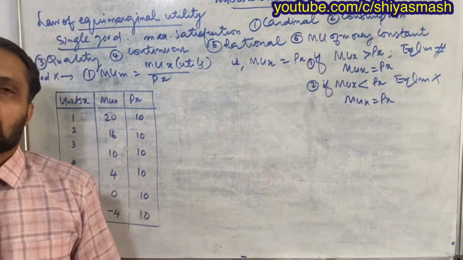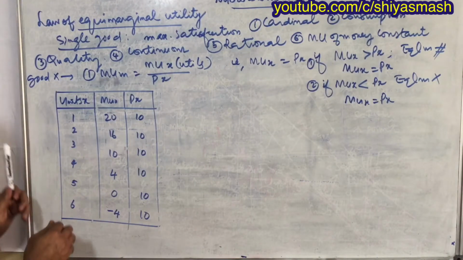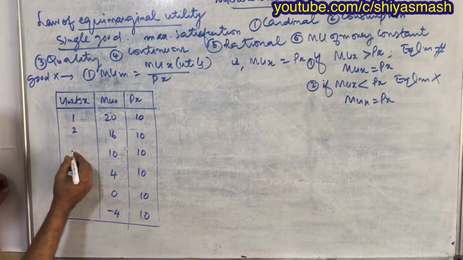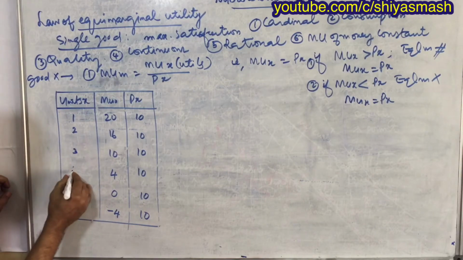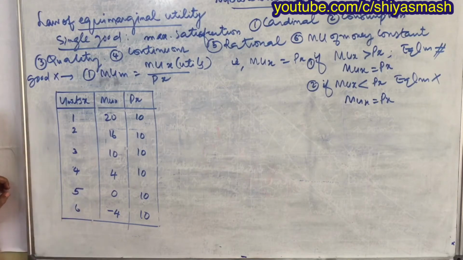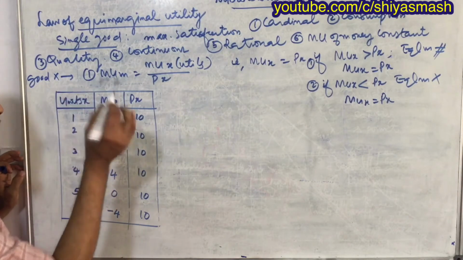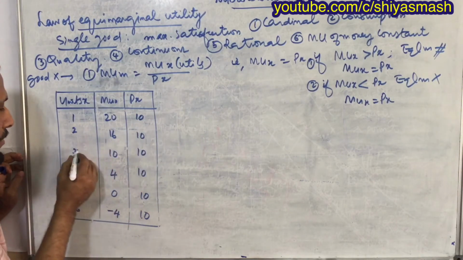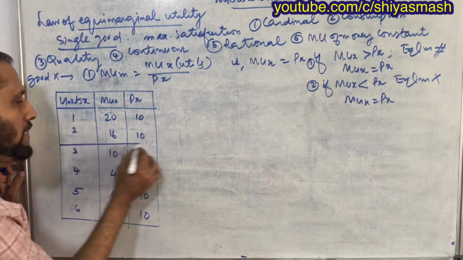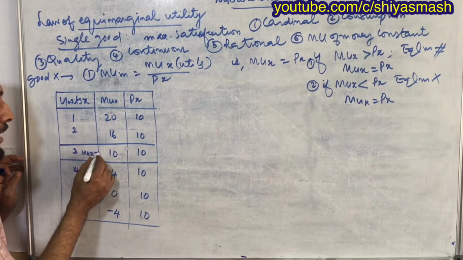And from this table we have to find out where we find the equilibrium. Which point we got the equilibrium. That is the equilibrium point in terms of a commodity. Can you find out where the equilibrium point is, where MUX should be equal to price? See, here it is 20 and 10, not equilibrium. 16 and 10, not equilibrium. Yes, 10 and 10. This is the equilibrium point where MUX is equal to PX.